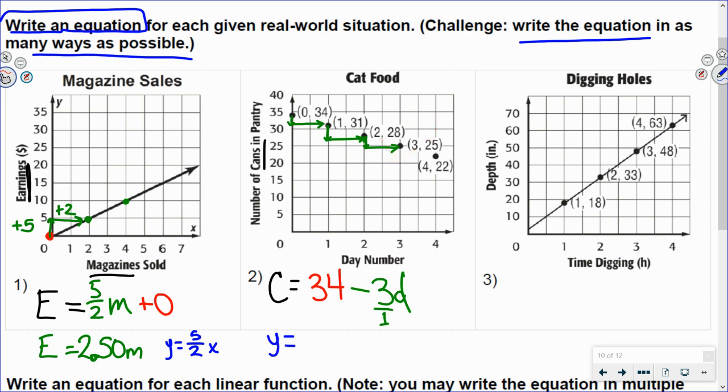If you're looking to put it in y equals mx plus b form, we're going to put the negative 3 per day first. And since that's a positive, we'll write a positive 34 next. Pause the video. Try number 3. Come on back when you're ready.